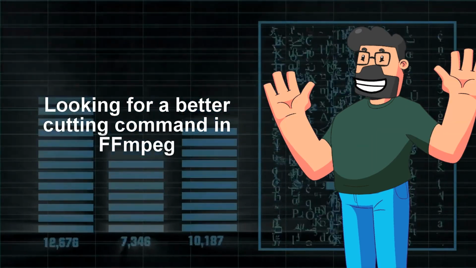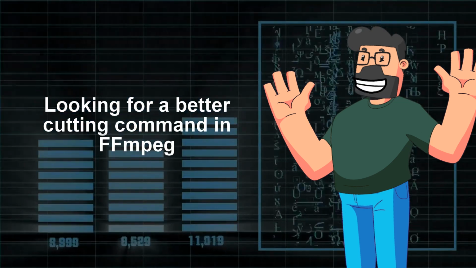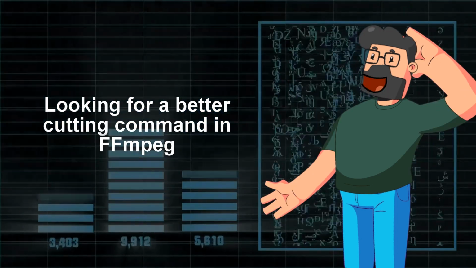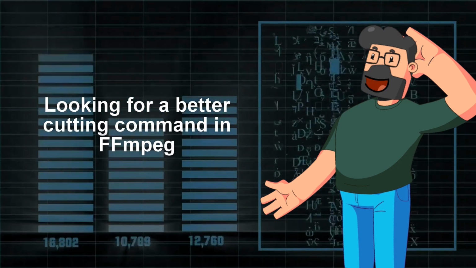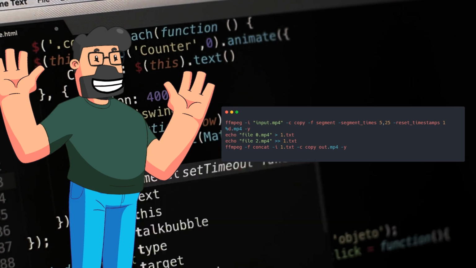The problem we're looking to solve involves removing a specific part of a video between a start and end point without re-encoding the entire video. It's a common requirement in video editing when you need to trim out unwanted segments. Now, let's dive into the solution.